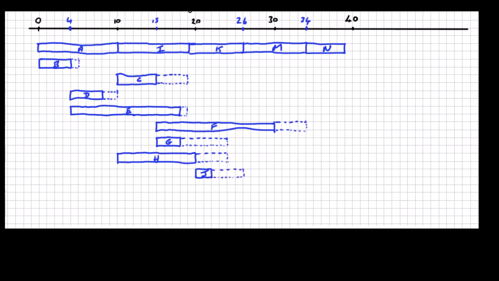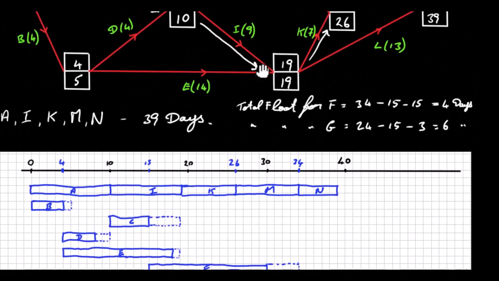Okay, next one then is K, but we've already done K here, so it's going to be L. And L is actually the last one because we've already done M and N. So we're going to do L next.